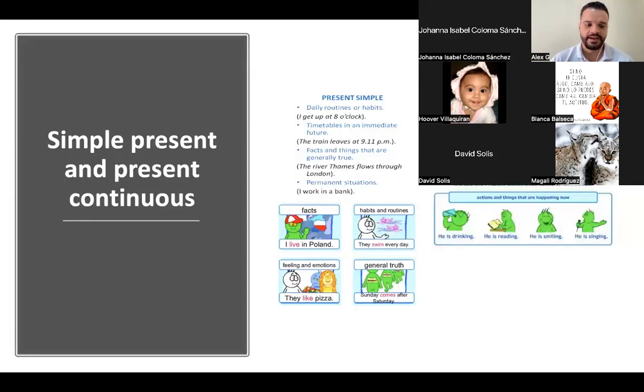Here, we have the next activity, which is going to be simple present and present continuous, two very popular structures that we have used all semester long. So let's begin by reading the present simple. Blanca, can you please read the present simple?